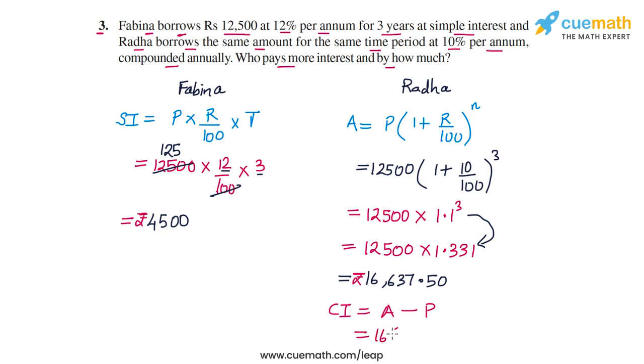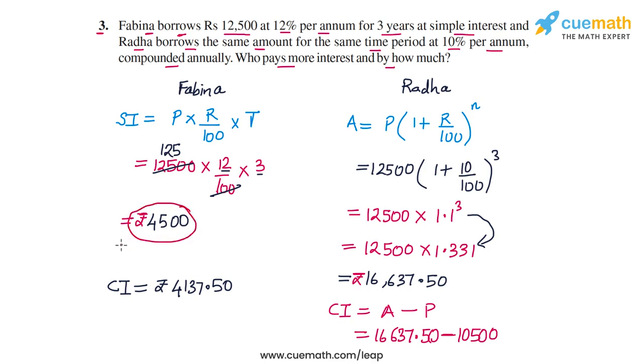So 16,637.50 minus the principal, which is 12,500, and this difference is equal to, let me write it here, for Radha compound interest will come out to be 4,137 and 50 paise. So the interest that Radha pays is rupees 4,137 and 50 paise. So we see that Fabina pays more interest.